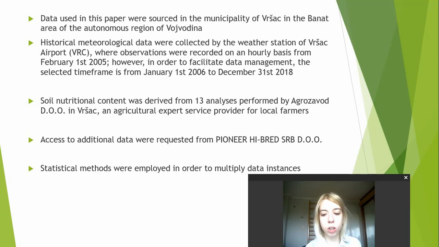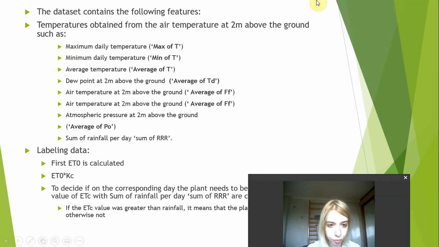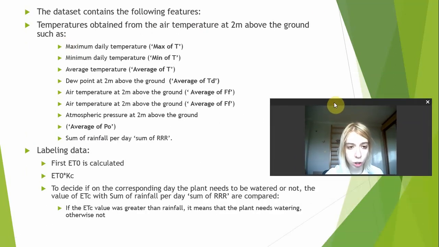So I already talked about the 13 years everyday calculating period, and it is important to say that soil nutritional content was derived also from 13 analyses performed by AgroZavod in Vršac, an agricultural expert provided for local farmers. And we have also asked for the data from Pioneer. Statistical methods were employed in order to multiply data instances. The data set contains the following features.